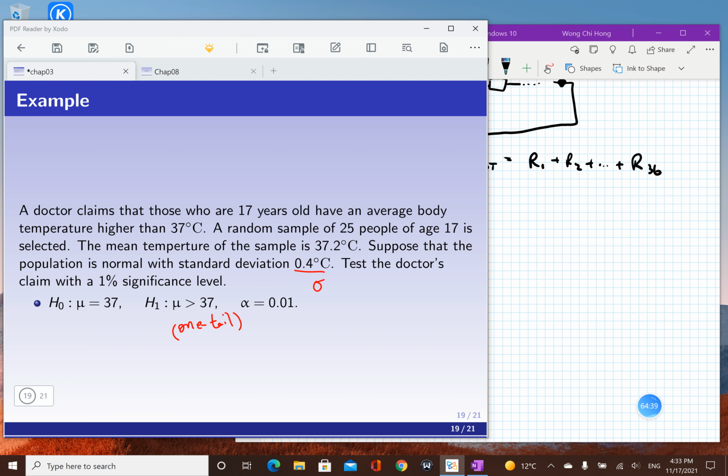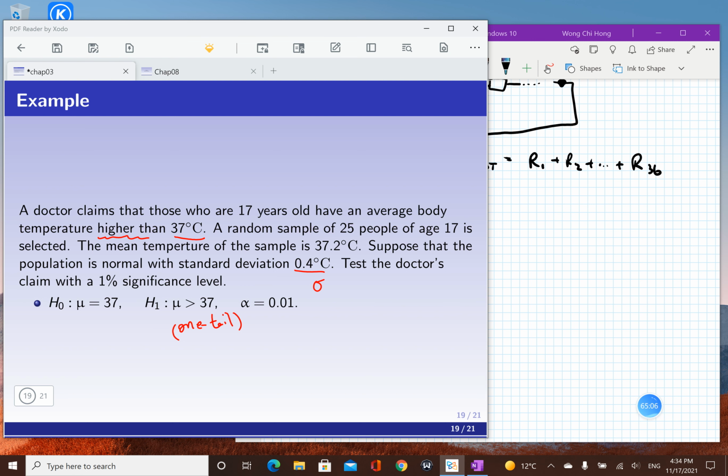That is your sigma. Then can we test this 37 degrees? Can we test this hypothesis here? Test whether mu is really equal to 37 or more than 37. Yeah, because the doctor claims that these things will have a body temperature higher than 37.